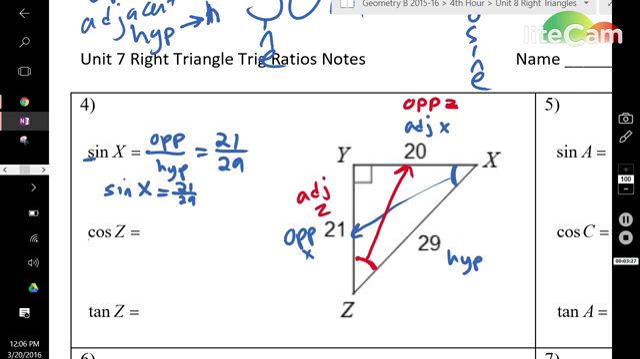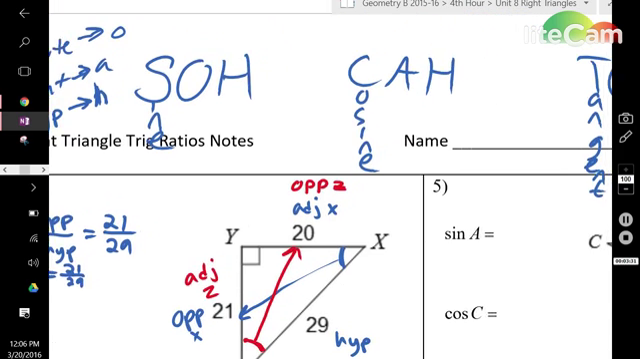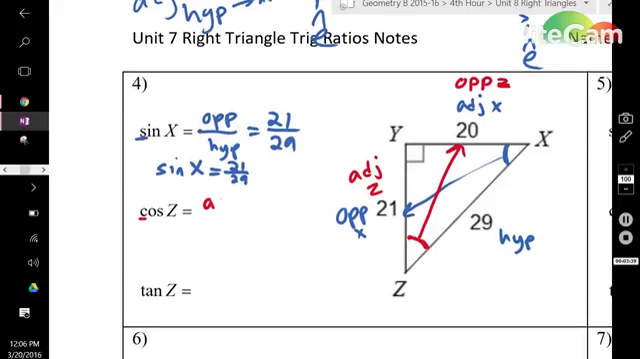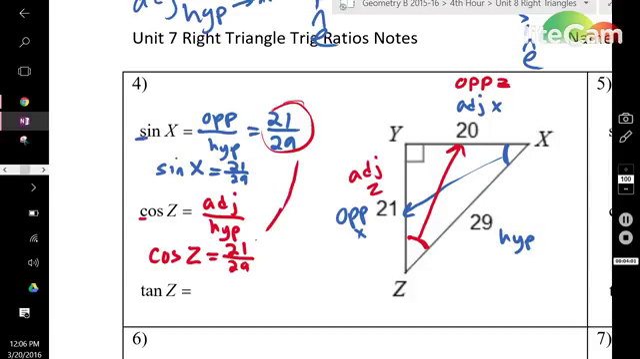So for cosine, that starts with a C. Go to our SOHCAHTOA 9-letter mnemonic. Cosine goes to AH. That's adjacent over hypotenuse. So that means cosine of z is going to be equal to adjacent, which is 21 on the picture, over 29. You can also draw the comparison here. The sine of one of the angles is the cosine of the other angle. That's a relationship that's fundamental to trigonometry.